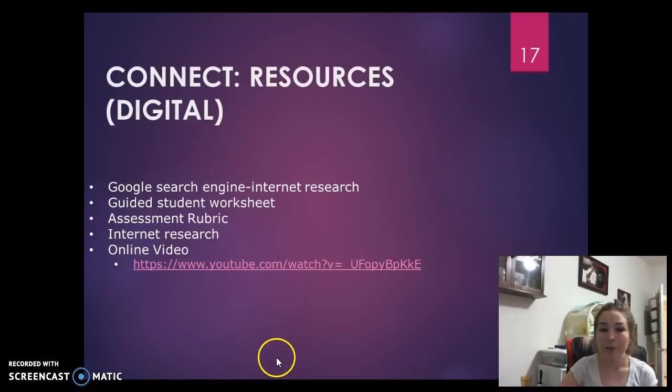These will be the resources that will be used: any Google search engine or Bing search engine, the guided student worksheet, the assessment rubric at the end of the lesson, any internet research that is found, as well as the anticipatory set video.